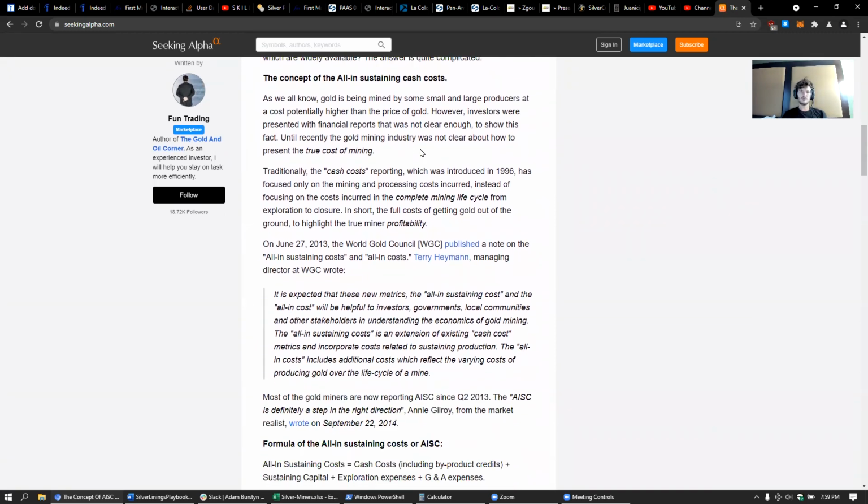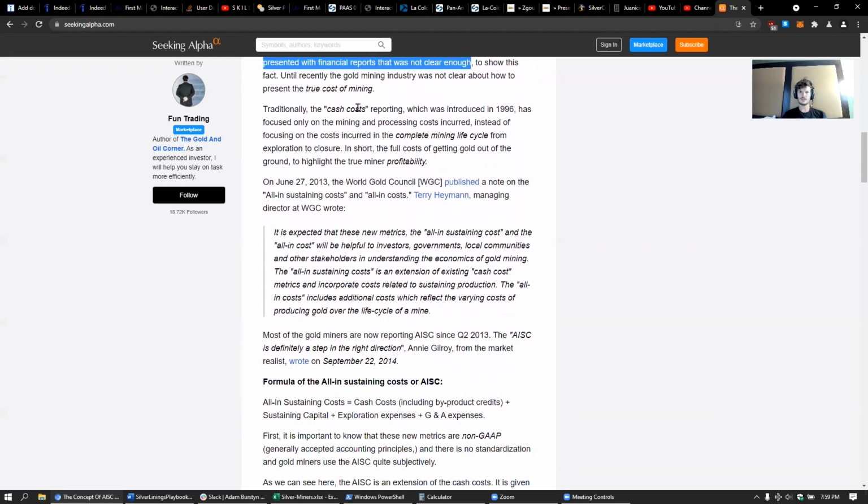Okay. The concept of all-in sustaining cash costs. As we all know, gold and silver are being mined by some small and large producers. The finances were not clear enough. We've seen that pretty much so. So how do we fix that issue of getting the true cost of mining? Okay, there's the cash cost, which some miners are still releasing, and it's most likely painting a rosier picture than the AISC would show. So it's not the cost incurred in the complete mining cycle.